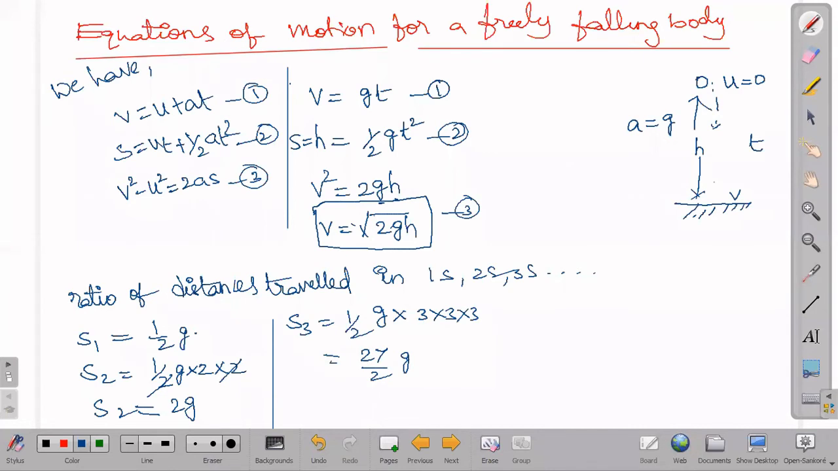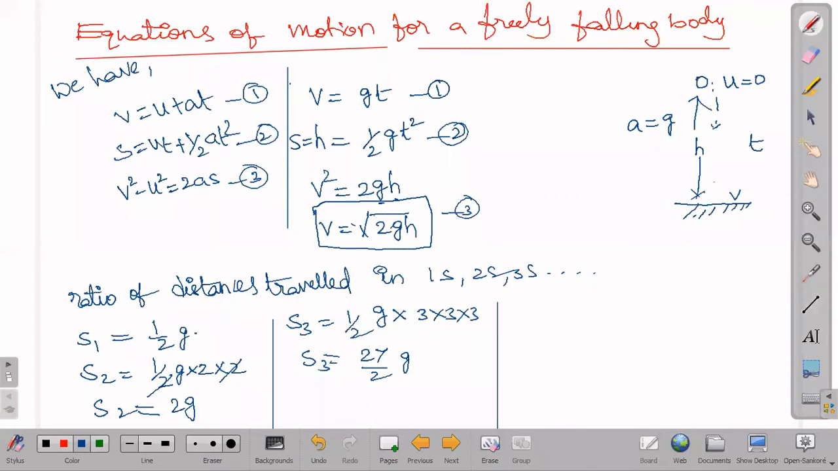This is S3. Now, if we take the ratios of all of these, what do we get? The ratios of distance traveled for a freely falling body, if we write. So what do we get in this?